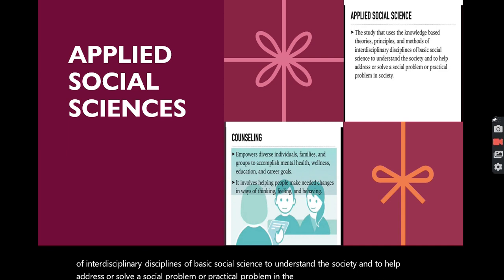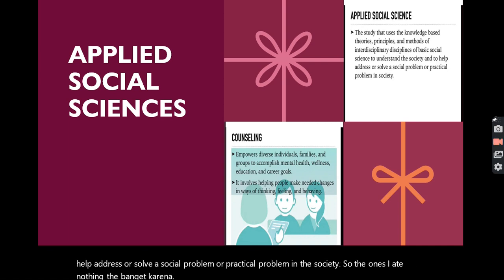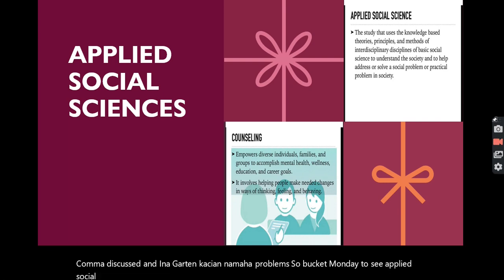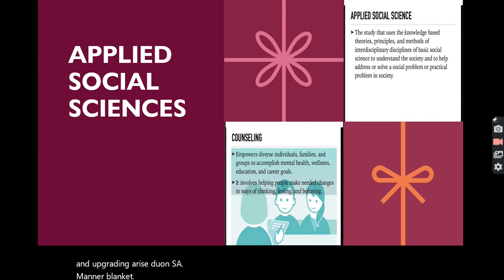So doon sa 8 na ating nabanggit kanina, na-discuss kanina, nagkakaroon kasi yan ng mga problems. So bakit nandito si Applied Social Science? Andito siya para ma-address din natin yung anumang problema na pwedeng mag-arise doon sa mga nabanggit. Okay? Katulad ng economics o sa family.